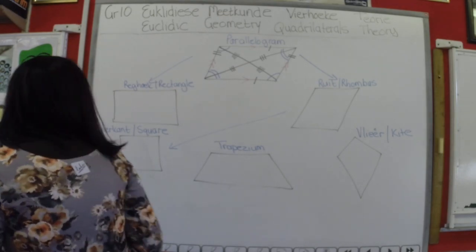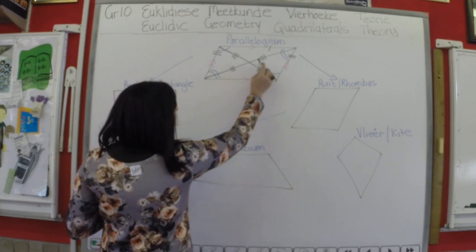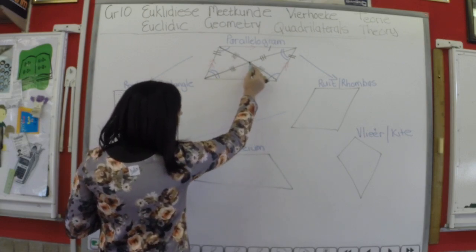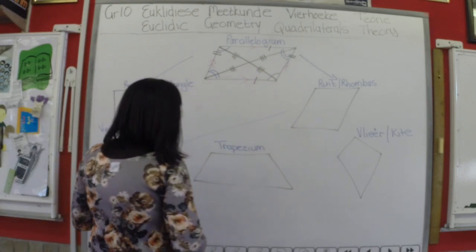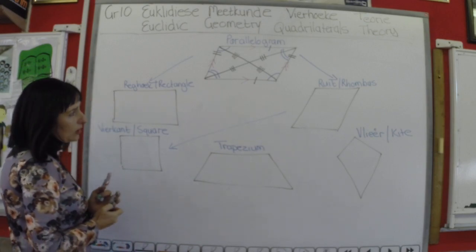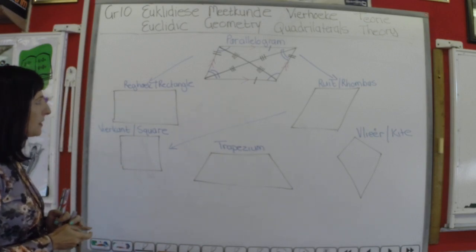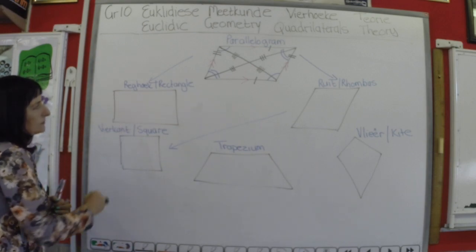Very important. Dis nie alles gelyk aan mekaar nie, want kyk hier's 4 streepies, 3 streepies. Maar daai stukkie is gelyk aan daai stukkie and that part equals that part. Dit is alles wat ek moet weet van 'n parallelogram. Baie belangrik. Goed. Kom ons gaan nou na die reghoek toe.